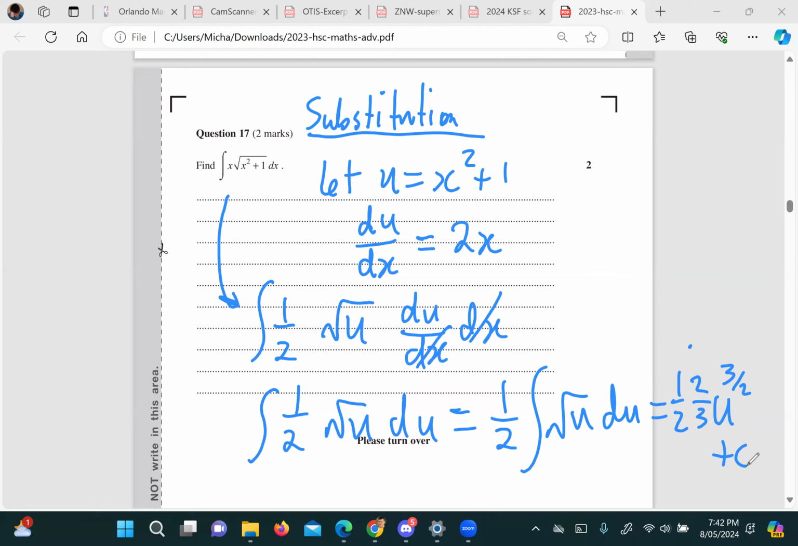And I guess the thing that everyone forgets when they're doing this, they forget what? The C. Okay, so let's say we got to here. What happens if they just leave u there? Sub x back in, right? Because no one cares about u. They cared about x, right?